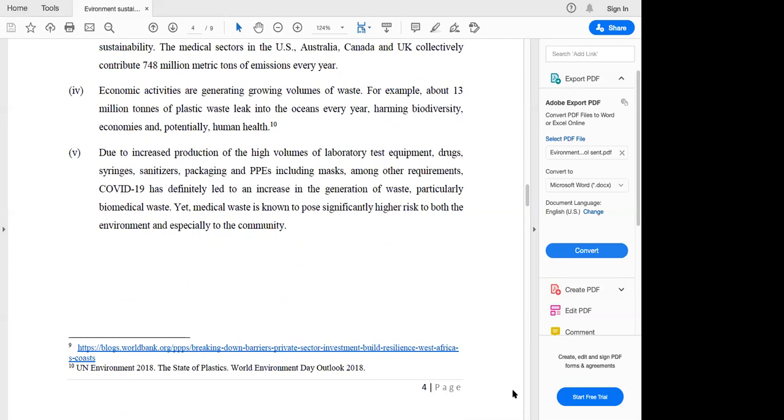We now know that because of COVID, there has been an increase in the production of so many things: laboratory test equipment, drugs, syringes, sanitizers, packaging, and PPEs, okay? And therefore, COVID has definitely increased the generation of waste, particularly biomedical waste. And yet we know that medical waste poses significantly higher risk to both the environment and especially to the community.